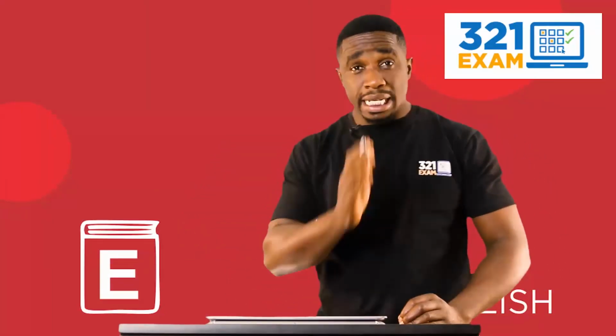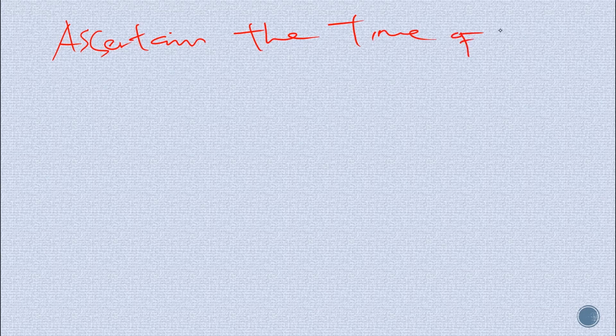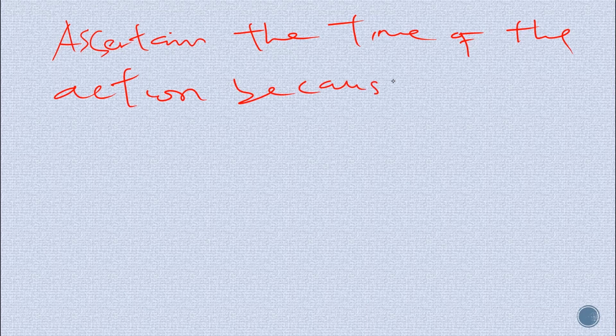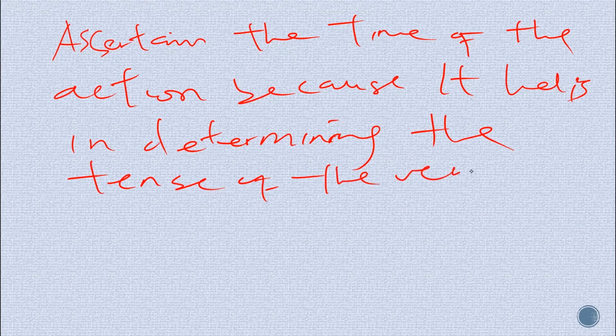So which means that it is the time of the action that must first be ascertained. You ascertain the time of the action because it helps in determining the tense of the verb to be used.